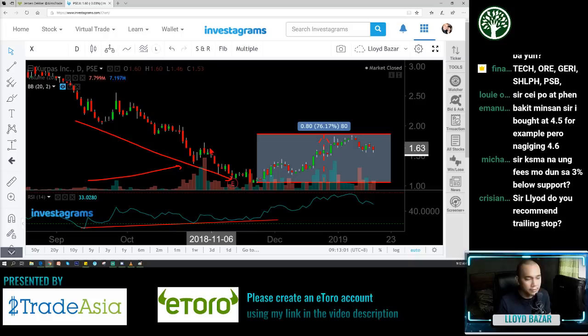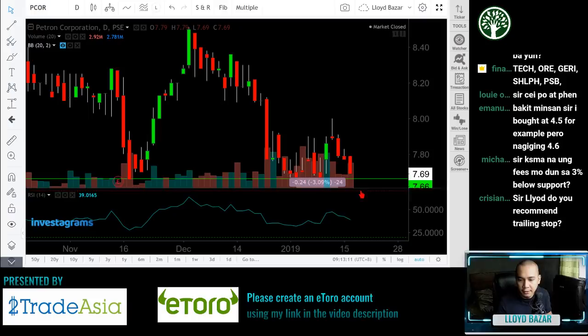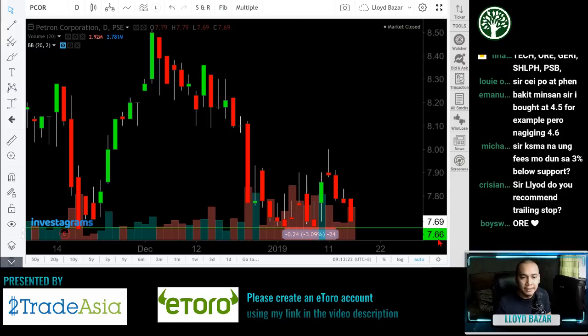When I plan an entry, for example, sino ba may magandang support ngayon? Si P-Core. Right? So, when I plan an entry, right here. So, this is P-Core. Diba? Ang cut loss ko kay P-Core is negative 3.9% from support. So, that's 7.66. Hindi ko na po titingnan ang presyo, yung pera na wala sa akin. Pag na-hit na yung 7.66, benta ko na yan. Right? I don't look at the charges and everything. So, yun. Those are my recommendations for today.